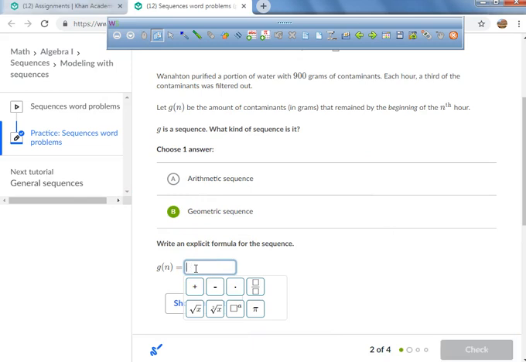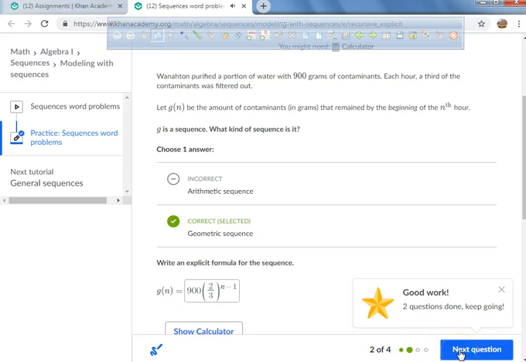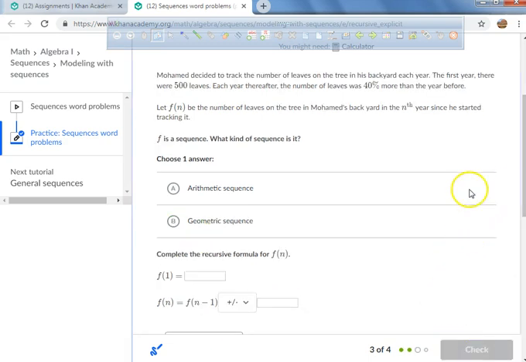Do 900. Parentheses, 2 divided by 3. Power. Now this is where it gets a little tricky. I gotta use this minus sign here to keep it up top. Otherwise, what happens is if I use the minus sign on the keyboard, it brings it down. We don't want to do that. Okay, so make sure you use the minus sign that's on the keyboard for the Khan Academy in order for that to work. Okay. All right, here we go.